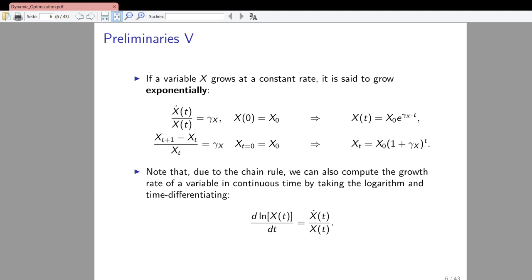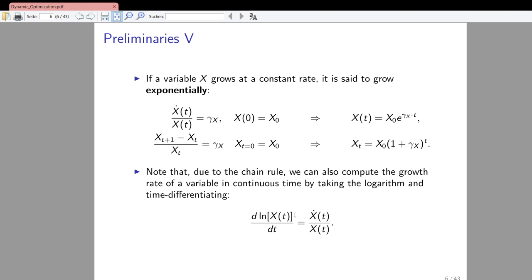Now, what we see if we look at the first line, continuous time, is that we can use a simplification for calculating the growth rate in continuous time. This is a shortcut that often comes in handy. The growth rate of a variable in continuous time can be calculated according to the definition that we had on the previous slides by taking the derivative of the variable x with respect to time and dividing by the level of the variable. But this is sometimes a rather difficult or cumbersome calculation.